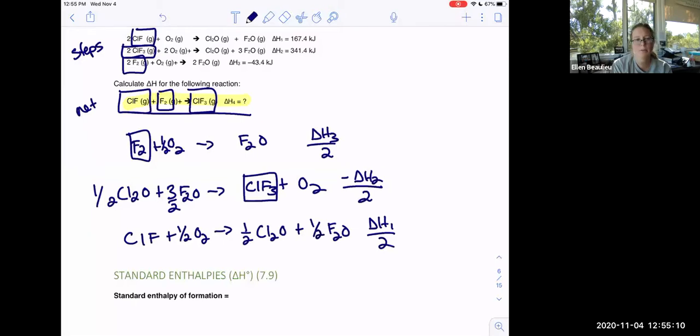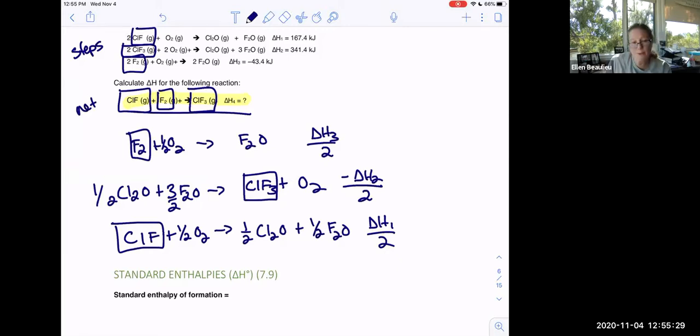Everybody with me so far? In order to know that I've done everything right, everything that's not in a box should cancel. Let's go one by one. I have one F2O over here. I have another half of an F2O down here. 1/2 plus 2/2 equals 3/2.